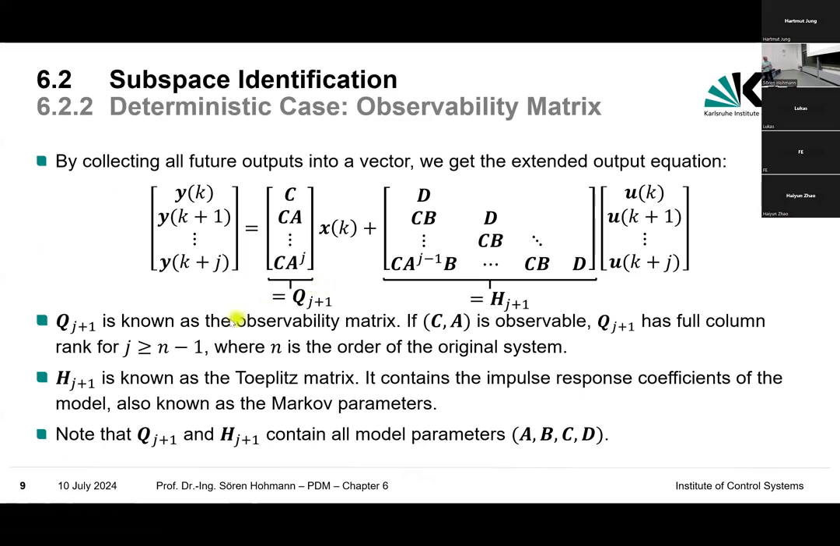If we have this, and the matrix has full column rank, then we speak of an observable system. And observability means what?